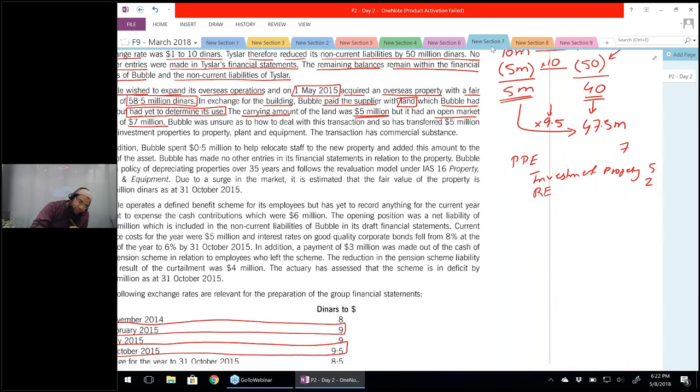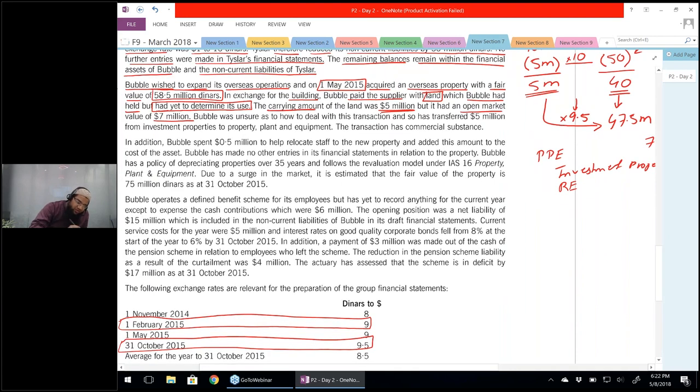Now the question says that Bubble was unsure as to how to deal with the transaction and so has transferred 5 million from investment property to property, plant and equipment. The entry made by the company is actually investment property credit by 5, property, plant and equipment debit by 5, which is an incorrect entry. So we will be recognizing a correcting entry.